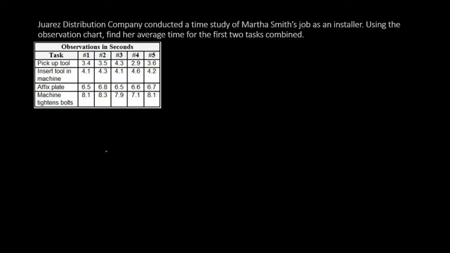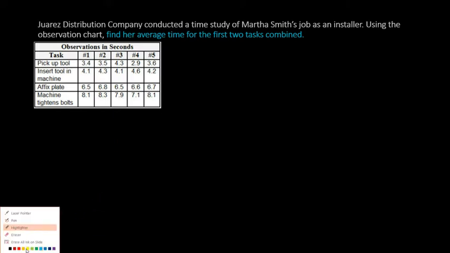Okay, so at first it looks a little tricky simply because there's a lot of information on this chart. But notice that what they're asking us is something that you have practiced doing throughout this class and previous math classes, which is just finding an average. So they want us to find her average time for the first 2 tasks combined. So we need to practice finding averages.